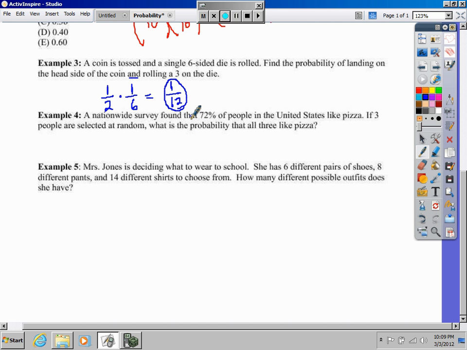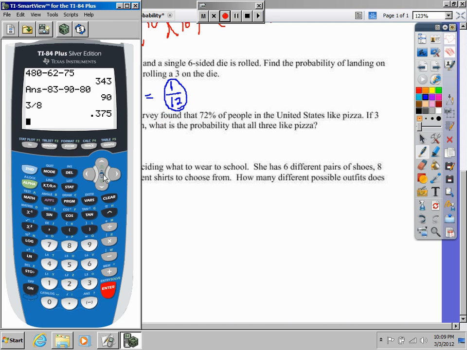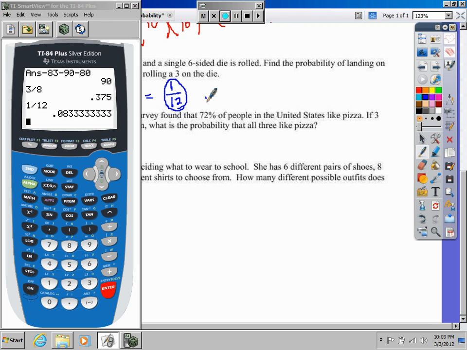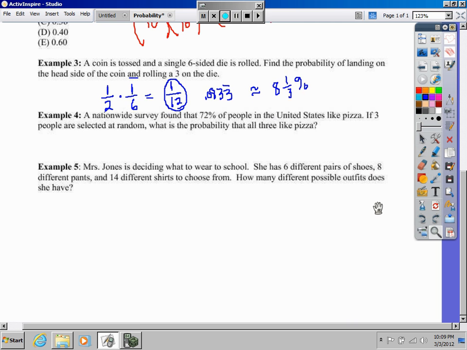Okay, so I can represent a probability as a fraction, or I could convert it to a decimal by taking 1 divided by 12, and I could write it as 0.0833 repeating, which is the same thing as 8 1/3%, because the 0.3 repeating is the same as 1/3. Okay, let's look at example 4 then.